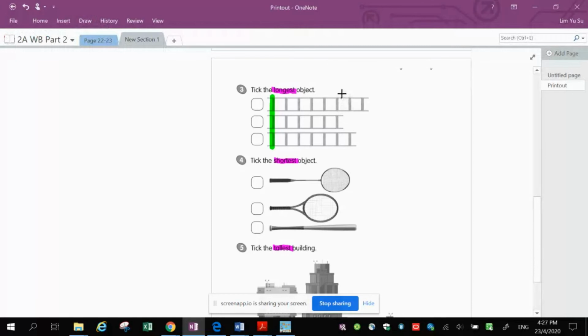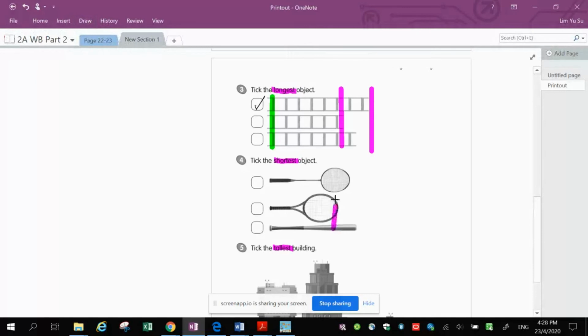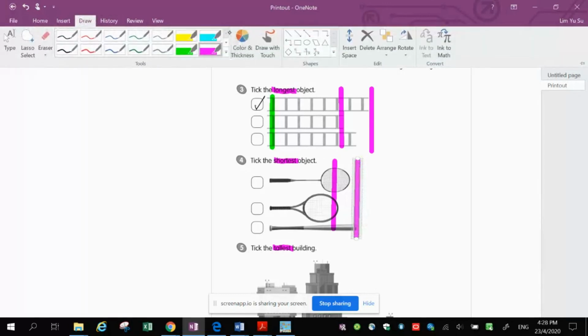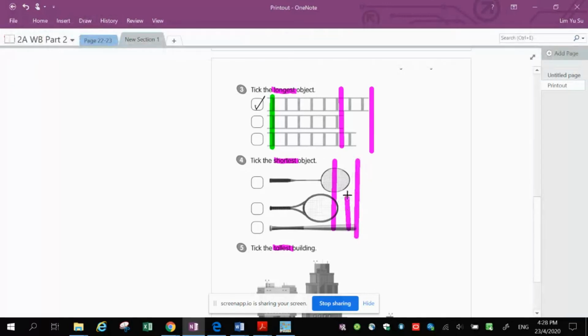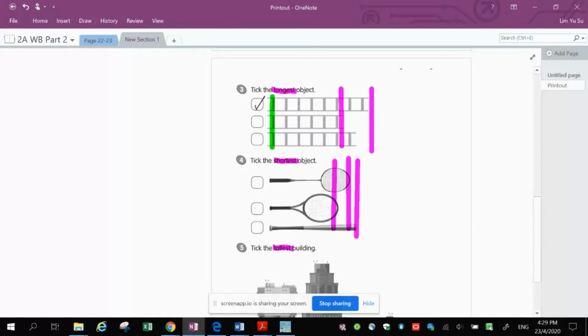So in this case, if I mark out the ending lines, it's quite clear that this one, the first ladder, is the longest object. Similarly for the rackets, if I were to draw lines to compare, I can see which one is the shortest and which one is the longest easily. You can see the first racket is shorter than the baseball bat, but longer than the tennis racket. So the shortest object is the tennis racket.